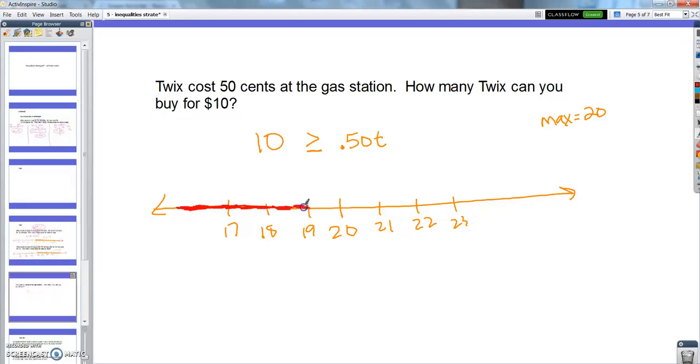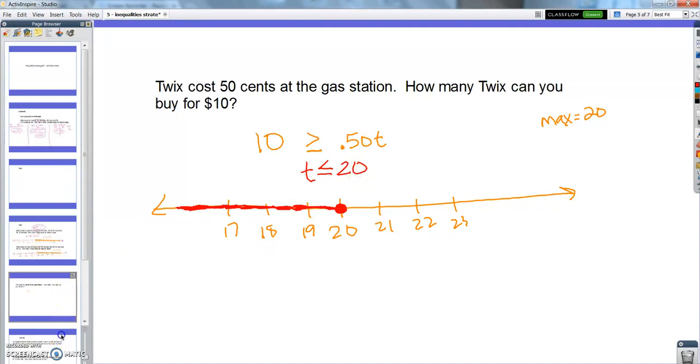18, 19, and 20 is okay. So when I get to 20, I'm going to circle it. That's my magic number, my max, and I'm going to shade it in to show 20 is okay. So the number of Twix I can buy needs to be less than or equal to 20, and I won't overspend my budget.